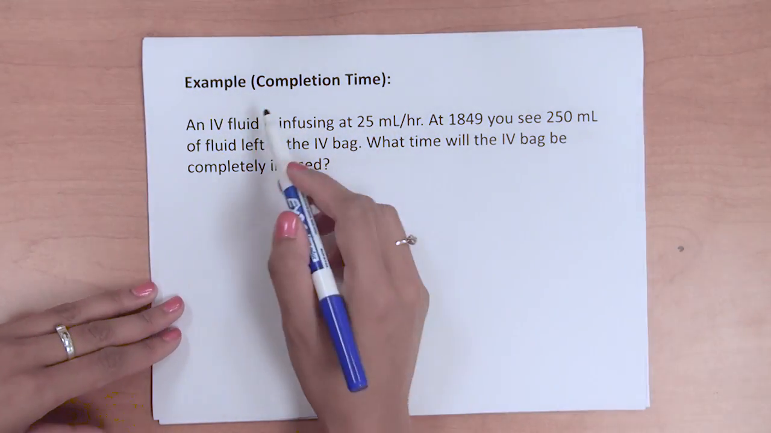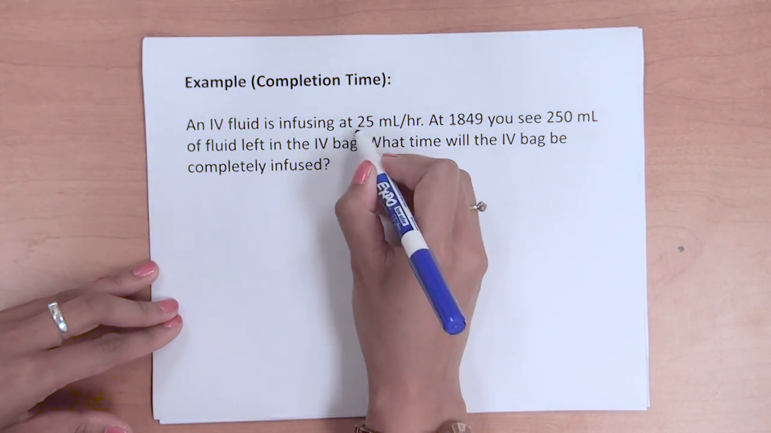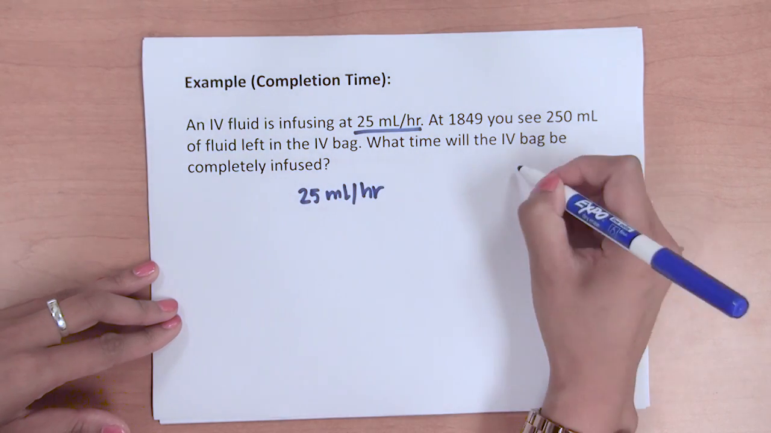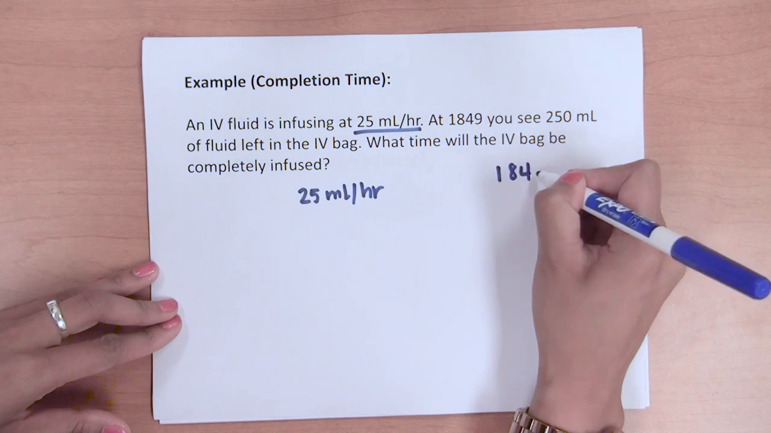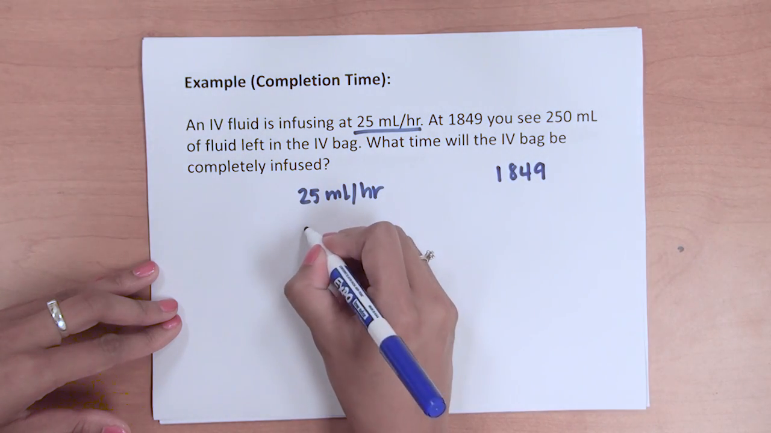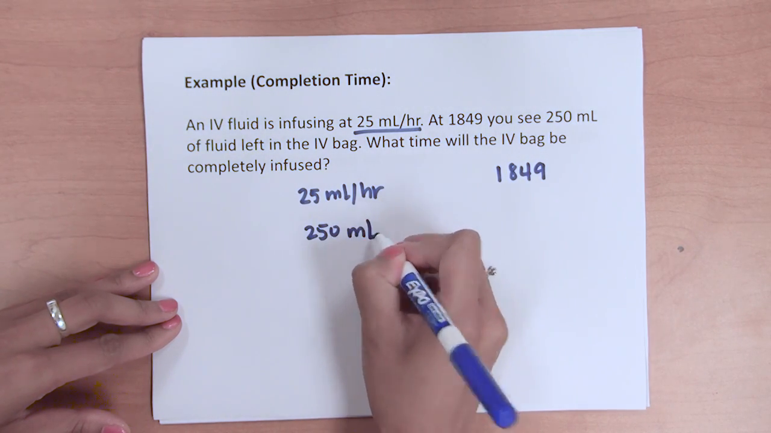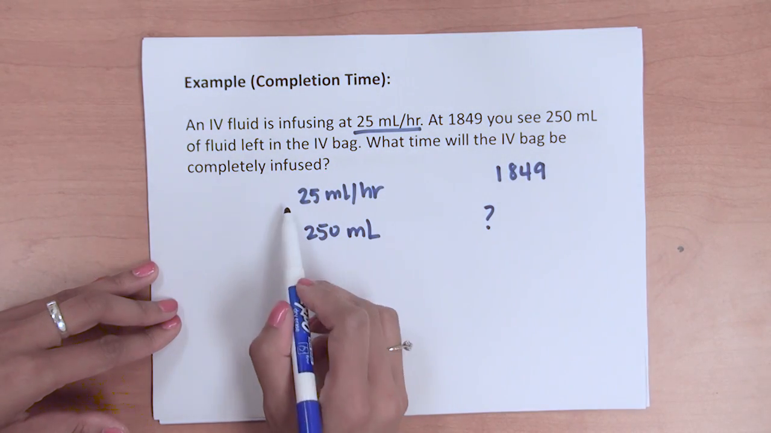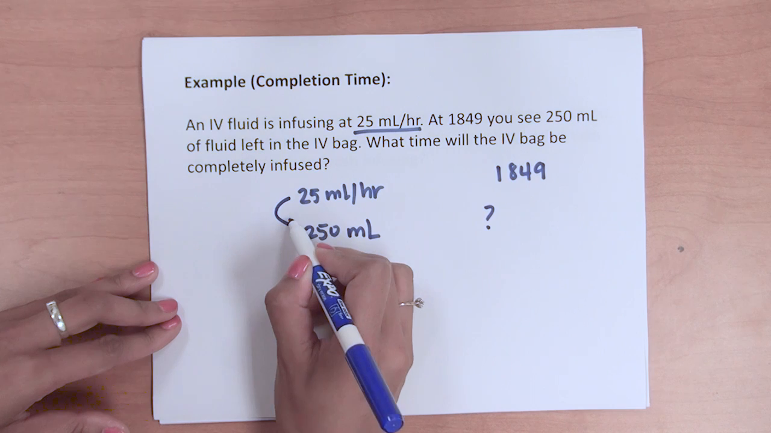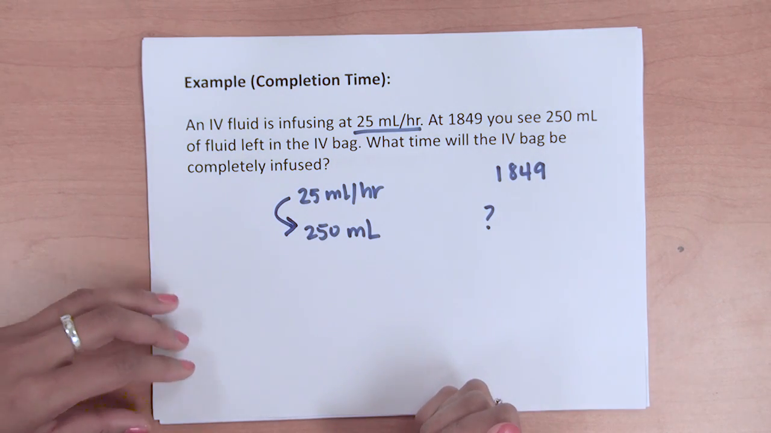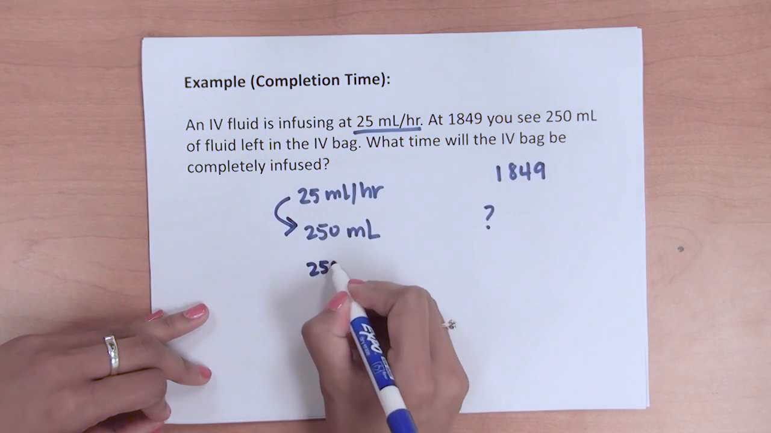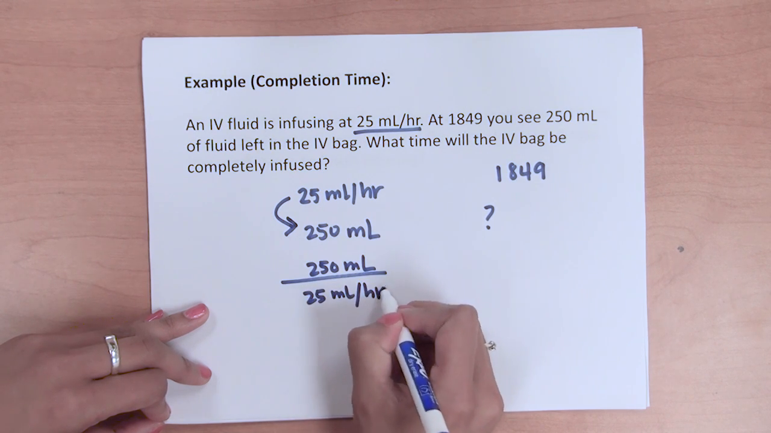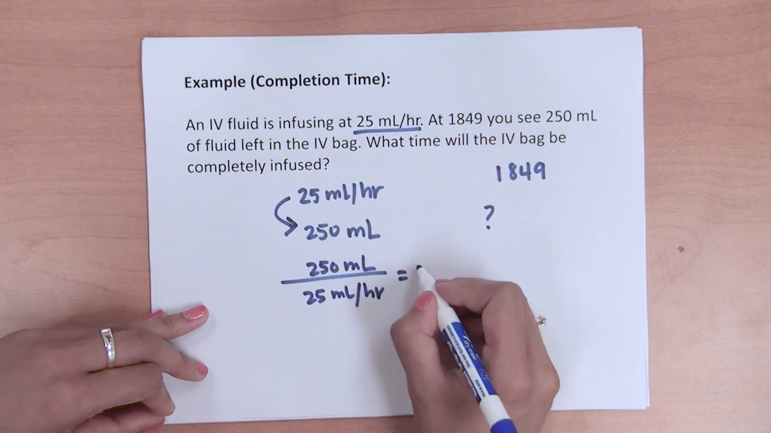Next question, completion time again. An IV fluid is infusing at 25 mils per hour. Put down our rate. Put down our time. At 18:49, you see 250 mils of fluid left in the bag. What time will the IV bag be completely infused? So we're looking for time. How many of this 25 mils per hour, how many hours to finish that 250 mils? So if we divide 250 mils divided by 25 mils per hour, that's going to give us 10 hours.